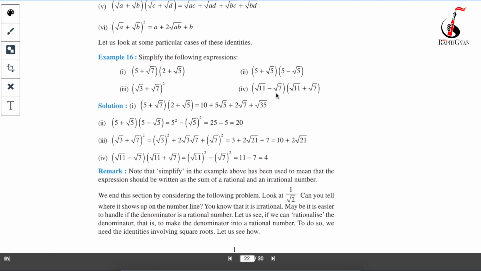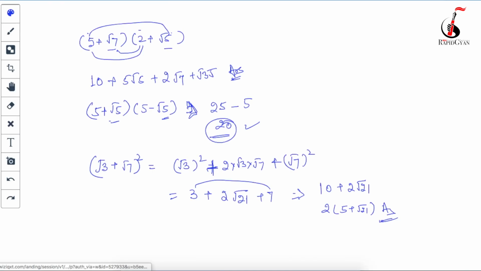Nothing to worry. Next one is beta root 11 minus root 7 and root 11 plus root 7. Okay, this is also very simple. Root 11 minus root 7 and root 11 plus root 7. What you will have to do?